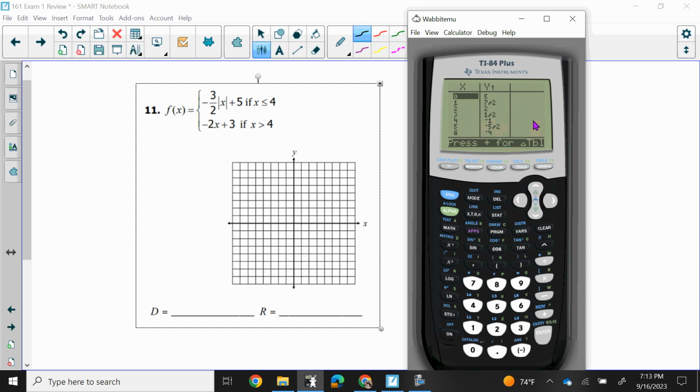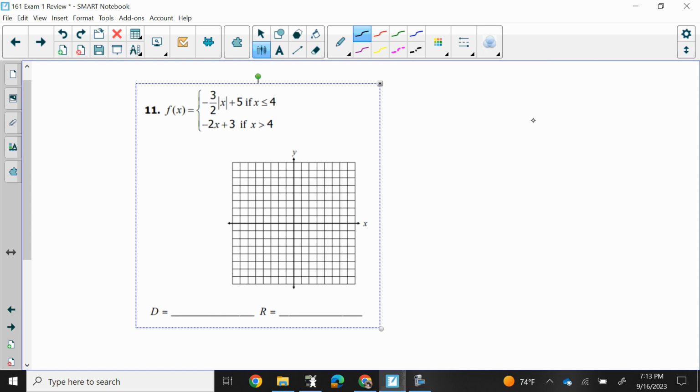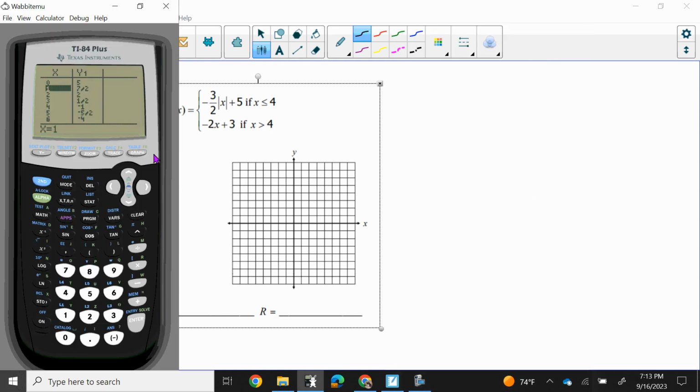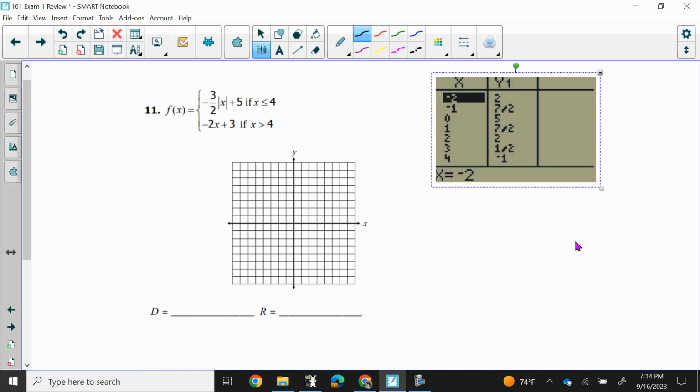So when it's less than or equal to 4, I'm going to go ahead and drag this over for a minute. Sorry, guys. Hold on. So these are some key points here, and we can use this to come up with some points on the graph. So we have 4, -1. So 1, 2, 3, 4, -1. So that's my first point. And it's a closed circle because of this little guy right here.